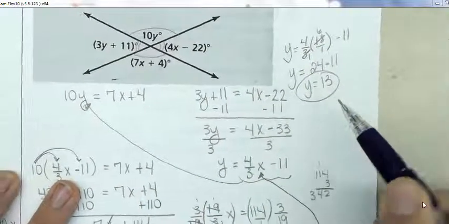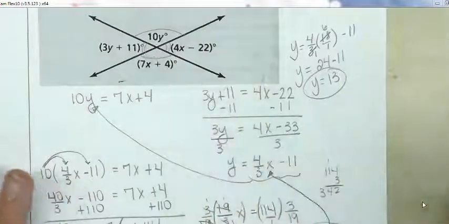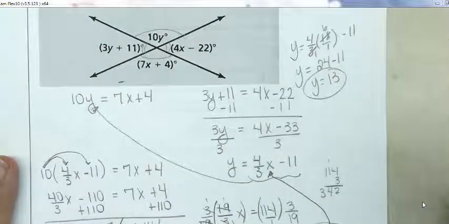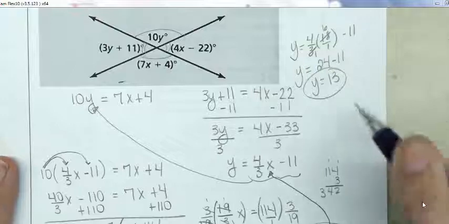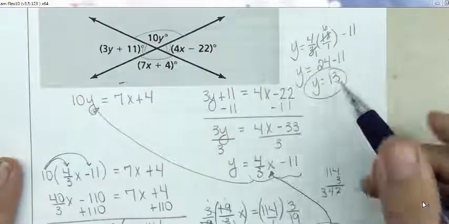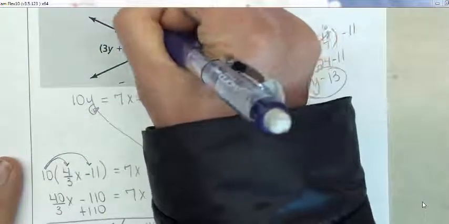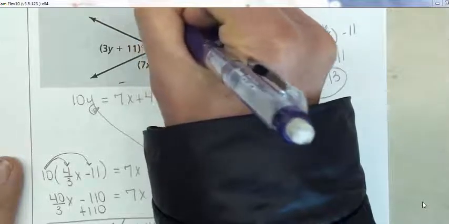Okay, I still haven't answered the question. I need to go back here and figure out what each angle is. One way to check this is to make sure that everything is giving me what it should be giving me. So for example, 10 times 13 here would be 130 degrees.